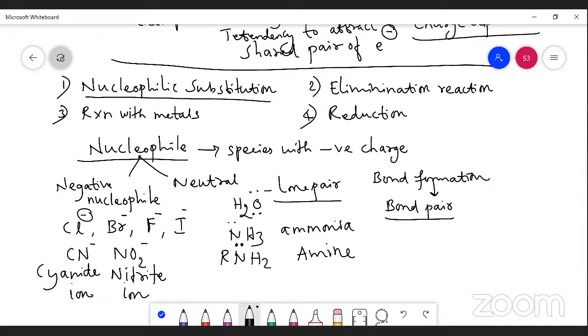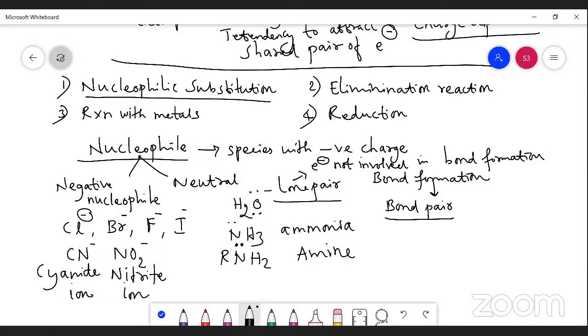So what is called a lone pair? The electrons not involved in bond formation. I think I have cleared up bond pair and lone pair. Bond pair means we are talking about single bond and double bond, and how many electrons are involved. Lone pair means the electrons which are not involved in the bond formation.